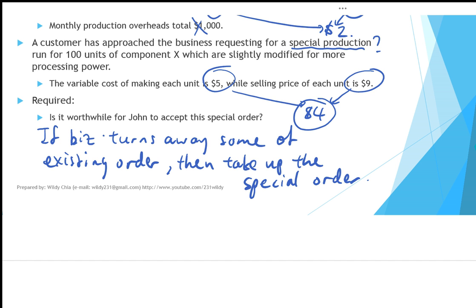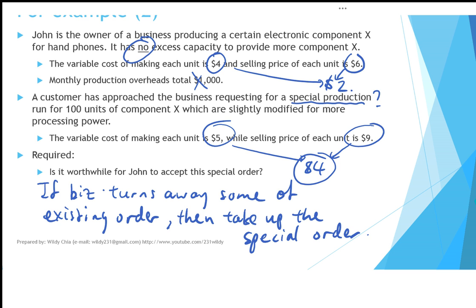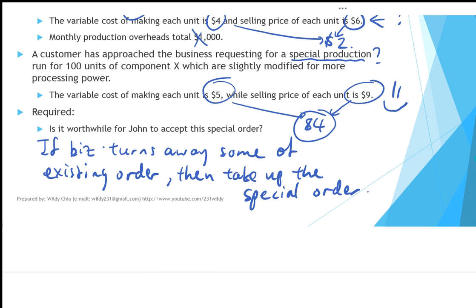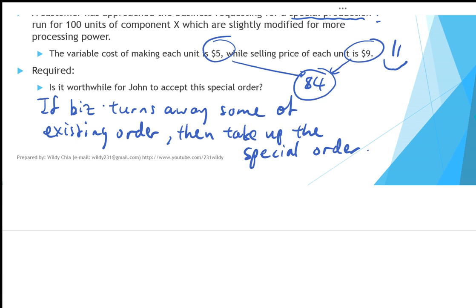Now in this case, do you think that it's worthwhile for the business to turn away some of these regular orders? Well, obviously it makes sense because the regular orders only give $2 of contribution, whereas this special order gives $4 of contribution. So the right thing to do is to turn away some of the existing orders and take on the special order. Now there is one issue.